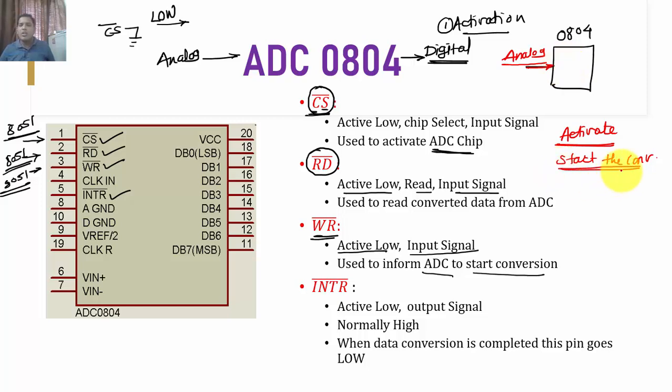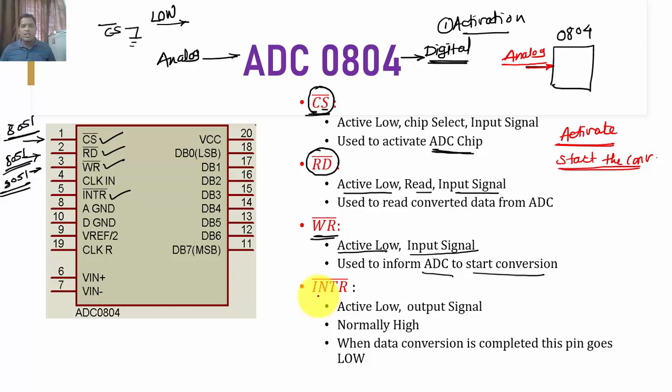So unless and until you give this WR bar signal, even though your input analog data is present, the conversion does not begin. The moment at which we send this WR bar signal, at that moment only the data conversion from analog to digital format begins, right?